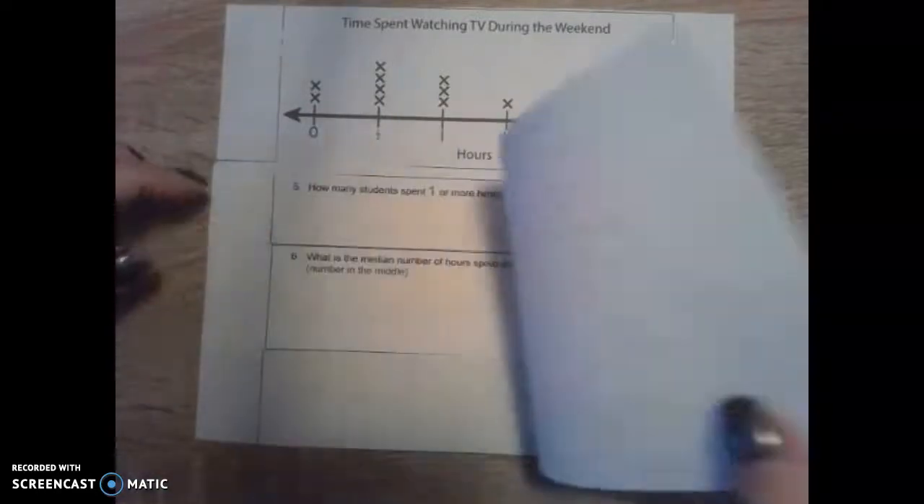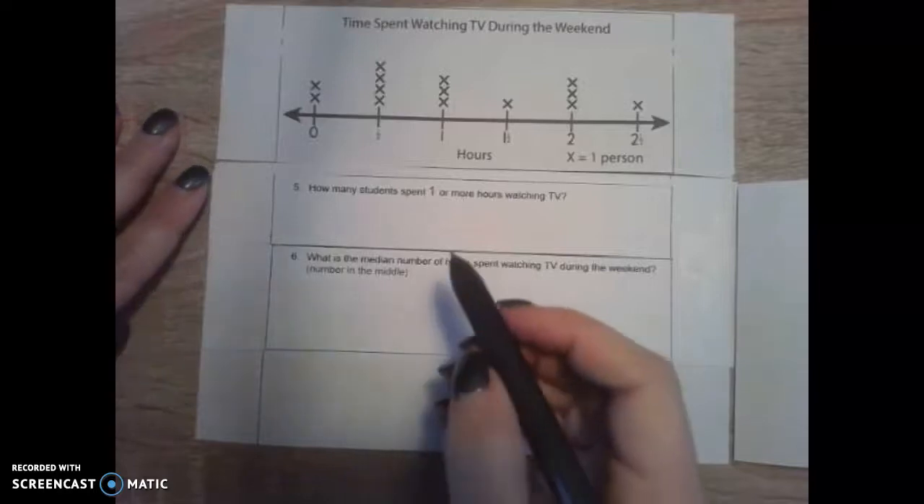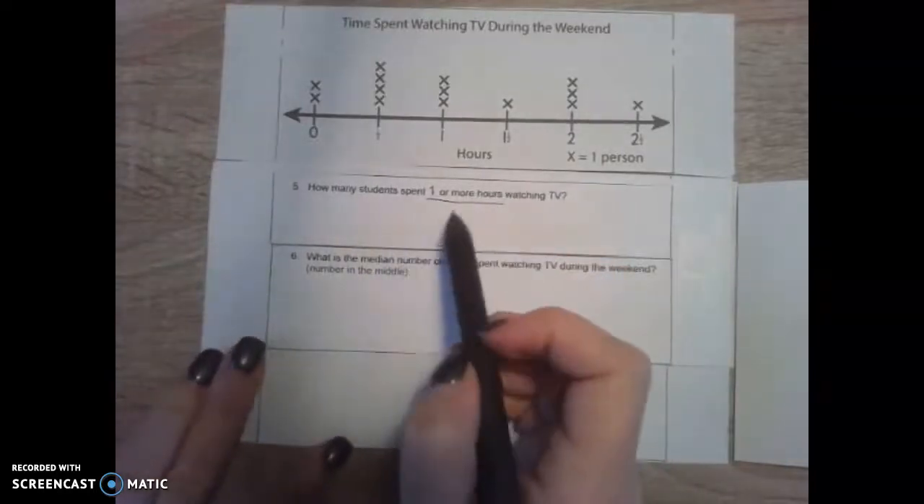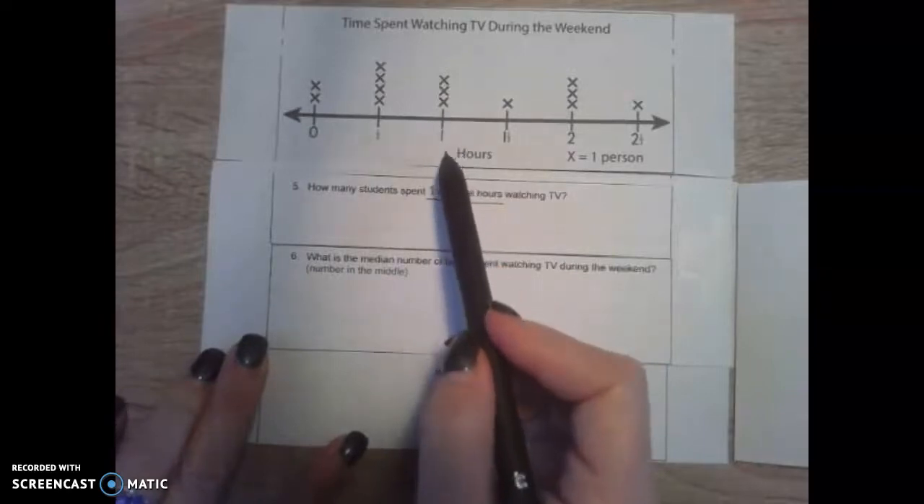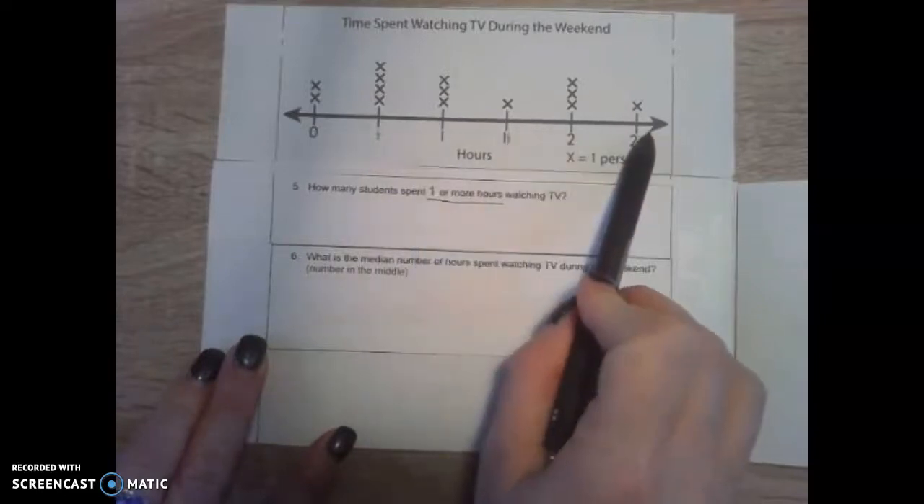All right, moving on. Number 5, how many students spent 1 or more hours watching TV? So again, the tricky part of that one is not just 1, which would be 3 people, it's 1 or more. So I have to look at 1 all the way to the end of the graph.